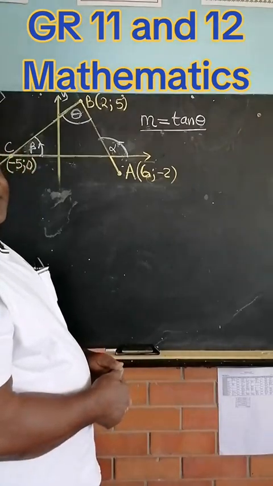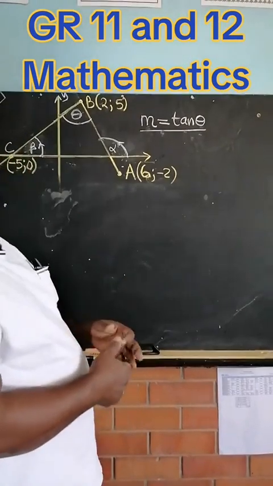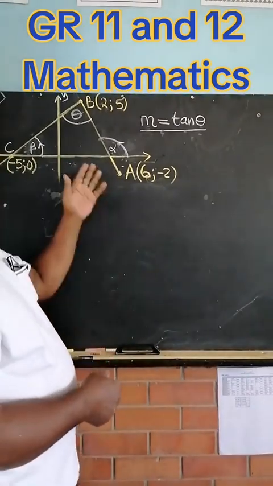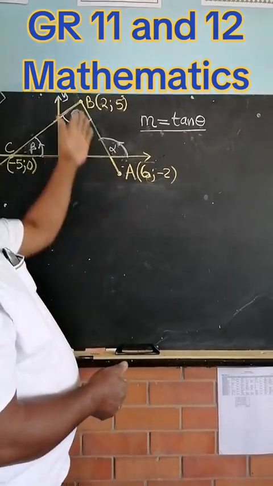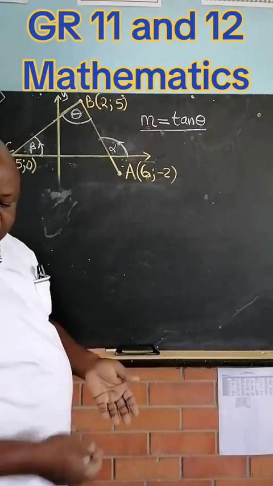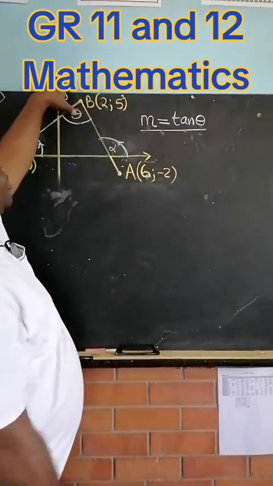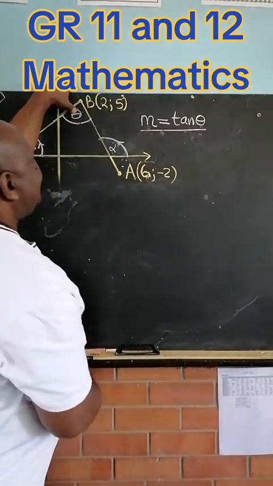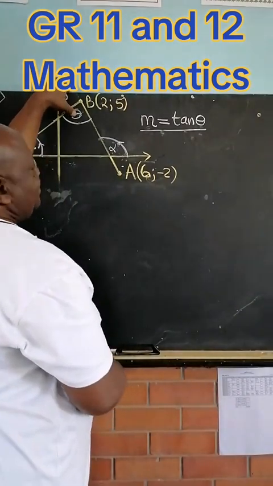Hello, grade 12s. Here is a question on analytical geometry where we shouldn't miss any marks if a question of that type comes. We have line AB, line BC, the coordinates of A, B, C are given, and we are looking for the angle between the two lines, called theta.